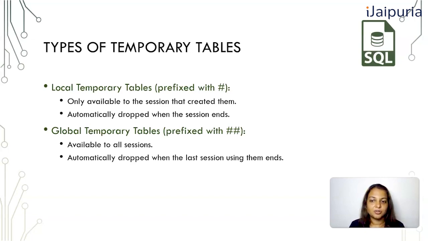And it is available for all sessions, and it is automatically dropped when the last session that is referring to these temporary tables ends. That is the time when it is dropped from the temp database. And you can see the difference that the local temporary table is prefixed with the hashtag, whereas the global temporary table is prefixed with 2 hashtags.